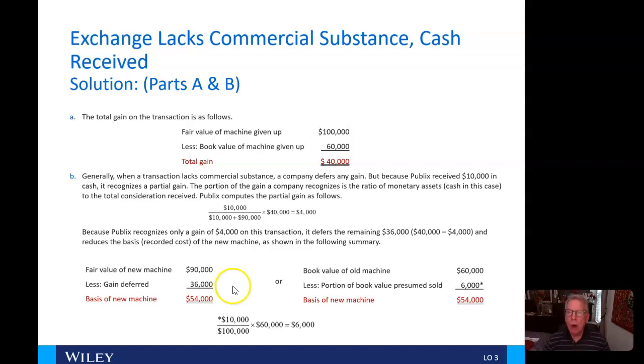Okay, when we left off, we were looking at an exchange that lacked commercial substance where cash was received. Just to review this, we had a total gain of $40,000, and to defer the gain, we're going to take $4,000 here for the partial gain that we'll defer. And then down here, we show $6,000. That's the difference between the 4,000 and the 10,000. And that's what we're going to show.